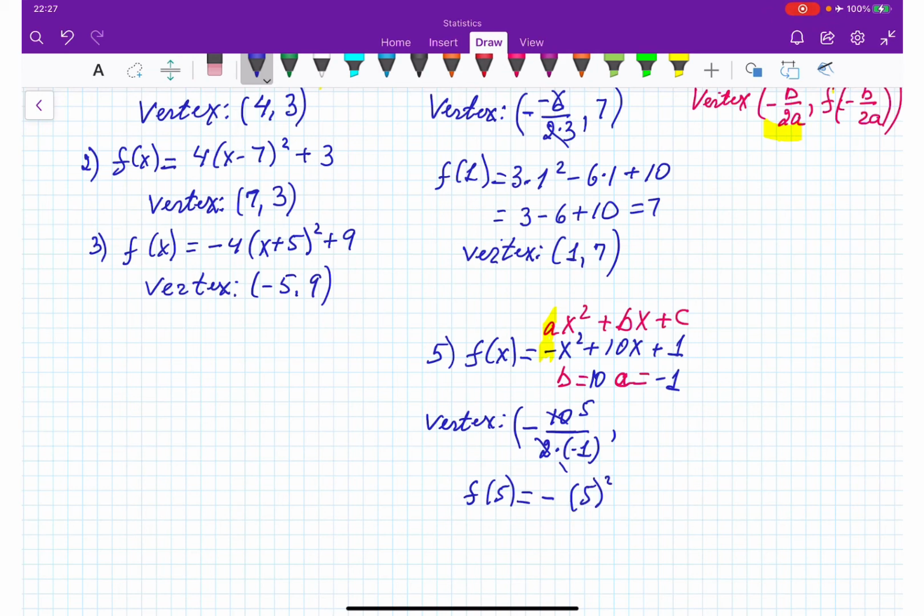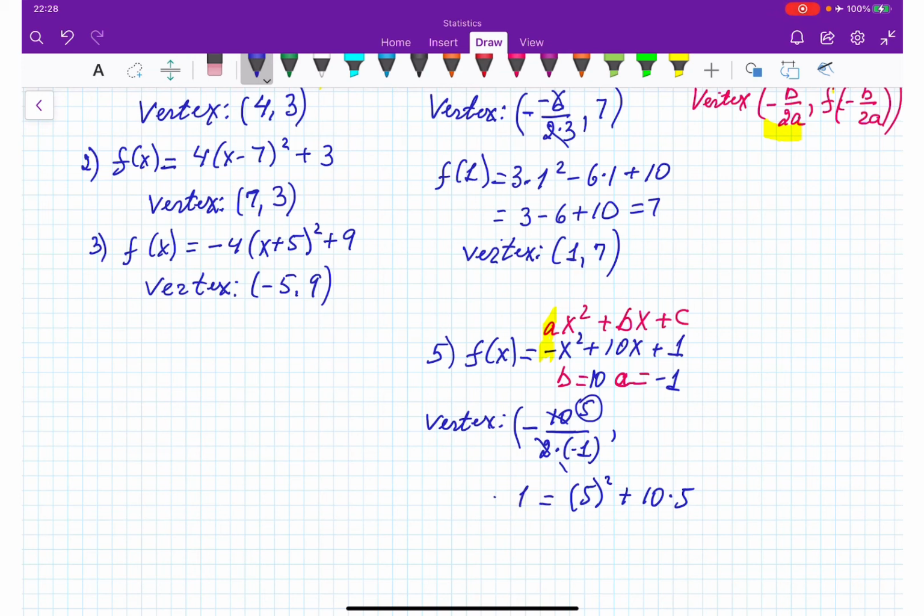Negative 5 squared plus 10 times 5. I'm just plugging in this 5. We calculated positive 5, and I am plugging it into this expression. Maybe I should write the quadratic expression here also, so it would be clear. I think that's a good idea.